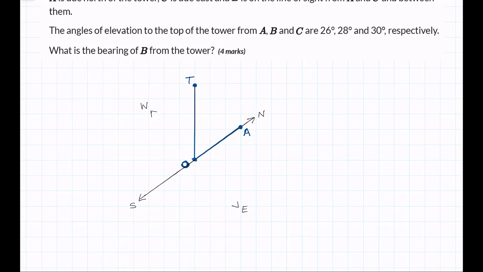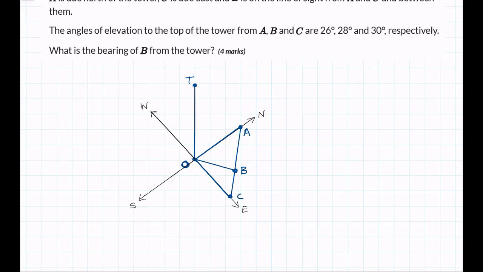Oops, just lost my line there. Let me just redraw that. And now overlay point C, which we're told is due east. And so we have the line going from the tower over to tourist C. And then we finally have tourist B, which is on the line of sight between A and C. So if I draw that line, tourist B is somewhere on this line between them. So it doesn't really matter where I draw it. Maybe I'll just go here. So there is tourist B. Now I can also connect O to B.